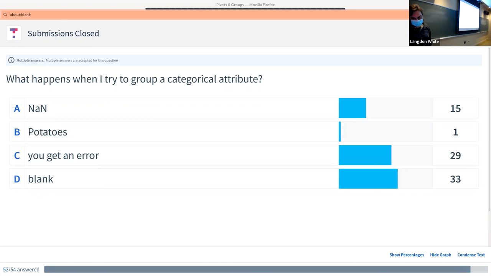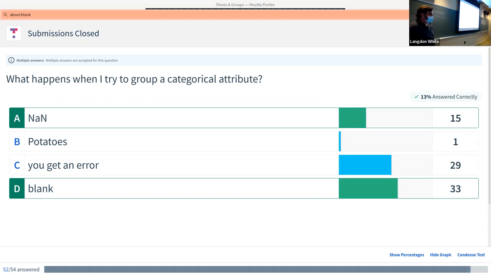All right. The correct answers were NaN, which is short for not a number, and blank. Depending on the environment, you'll get one or the other. Usually not both. So if you get used to one of them, it'll usually stay. The potatoes was not the correct answer. And the big thing I wanted you to realize is you will not get an error. It will happily do it. It just won't give you a very good result.